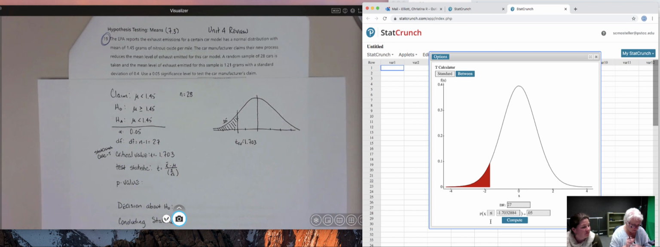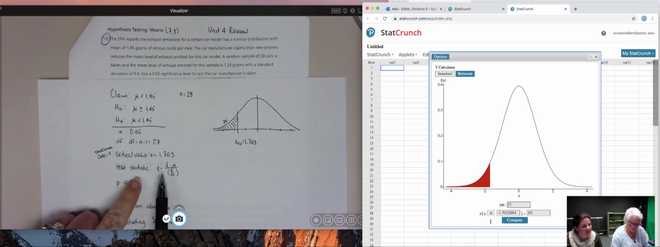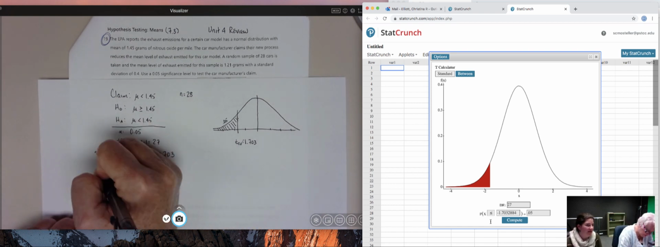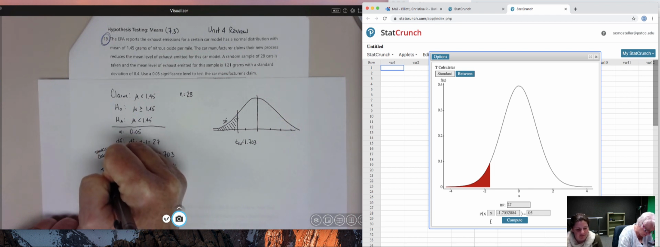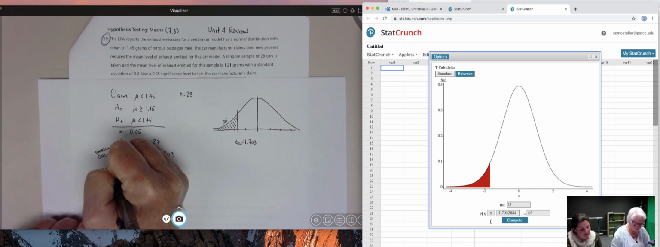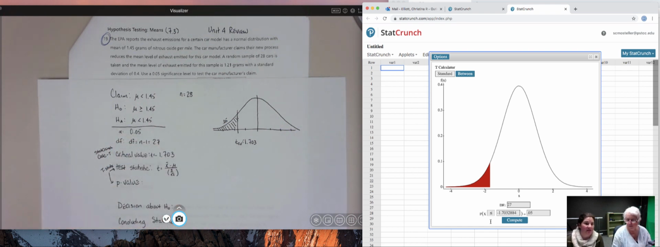So we wrote the formula down for the test statistic, but we're just going to get that using t-stats on StatCrunch, and we're going to get the p-value there as well. If you want to use the formula, you can take your x-bar, your sample mean, minus your mu, divide it by your sample standard deviation divided by the square root of your sample size. And you'll get the same thing that we get on StatCrunch.